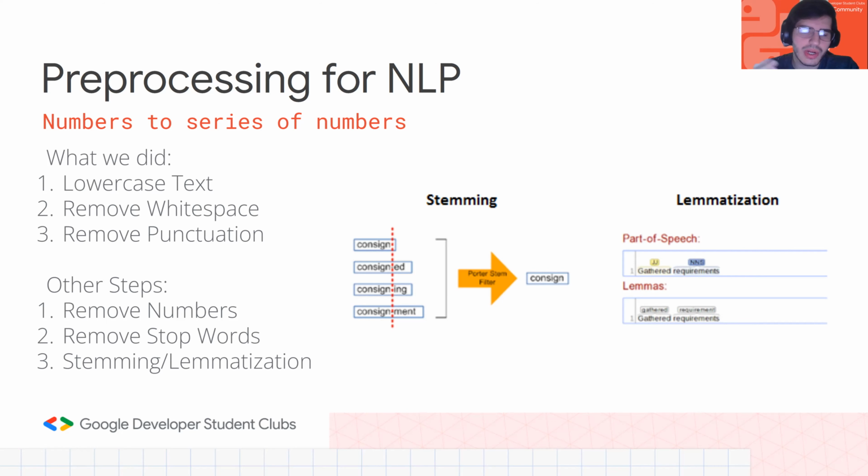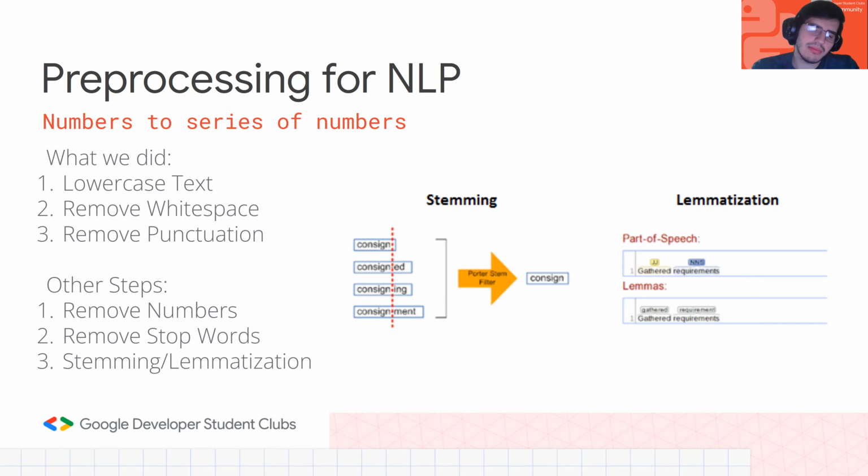Then we remove white space, like you know how there's a new line character, \n. We remove those and others like those. We also remove the punctuation, and we do this by replacing it with space or nothing.